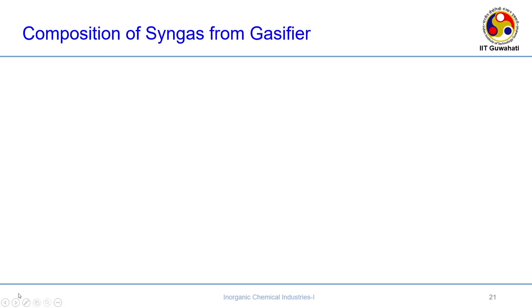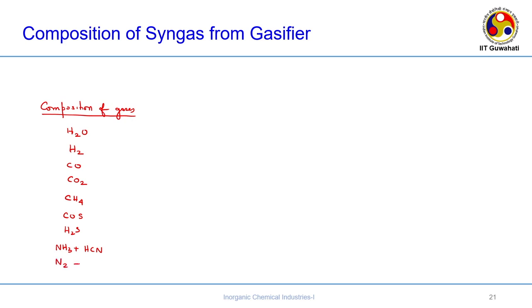Okay. So, if I want to write down the composition of the gases present, what are the gases which are possible? You may have water, H2, CO, CO2, methane, carbonyl sulfide, COS, hydrogen sulfide, or ammonia plus hydrogen cyanide, this type of molecules, or some inerts because you are adding oxygen.